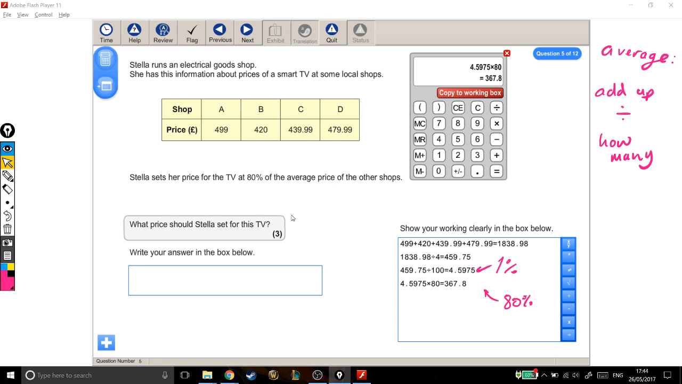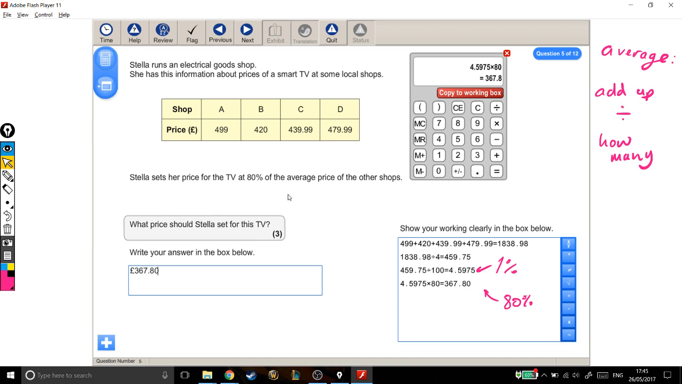Now, I have the same problem as before with this not being to two decimal places. And what I'm going to do this time, I'm just going to put a 0 on the end of it. Because this isn't 367.8, it's £367.80. And that is exactly what I'm going to write in here to show that it's a currency. So 367.80.